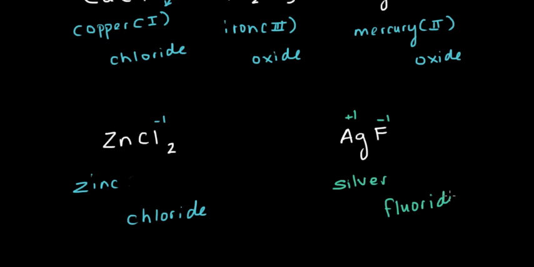We don't have to specify that it's silver 1 fluoride because silver only has one state in which it becomes ionized. It only has one oxidation state. It only loses 1 electron.